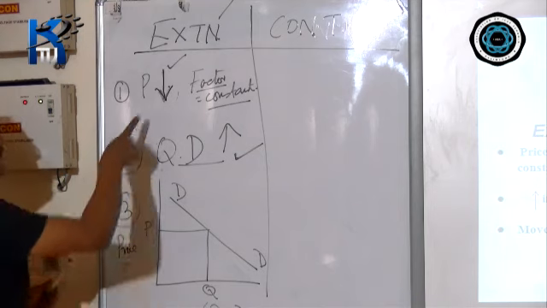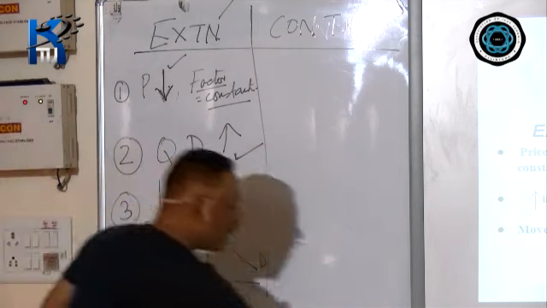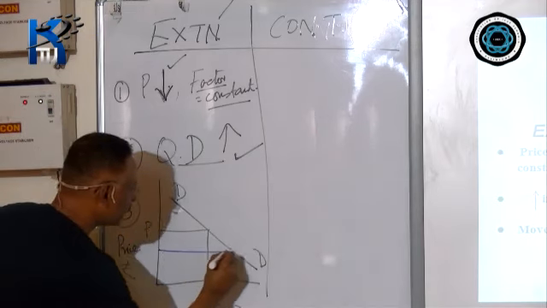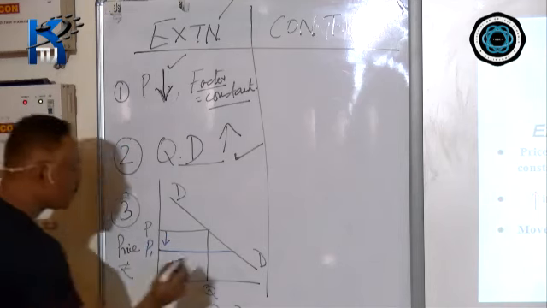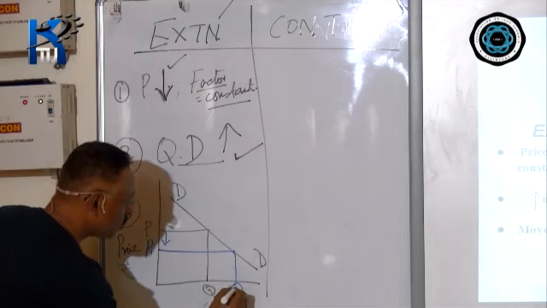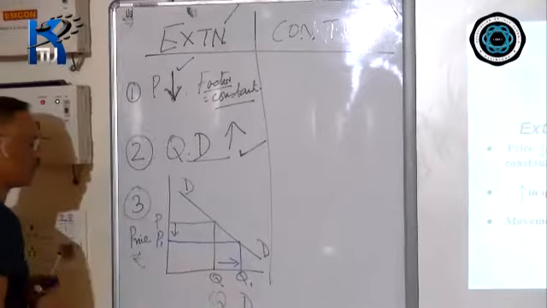Now the price has to decrease so that there is an increase in the quantity demanded. Price falls to P1. So what happens here? We meet here at Q1. When the price falls, the quantity demanded will increase.